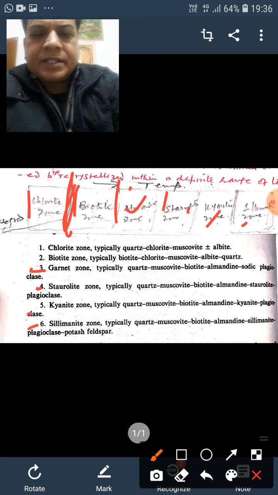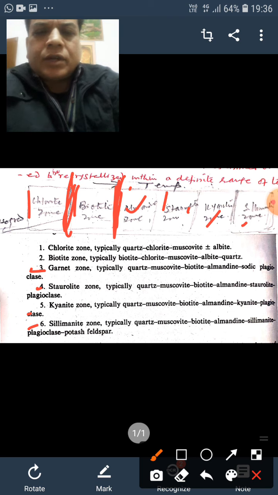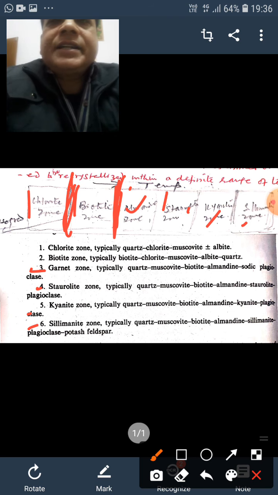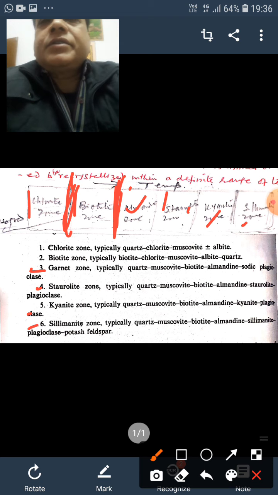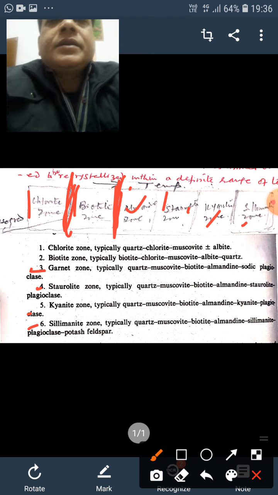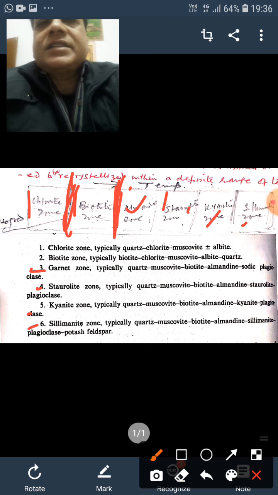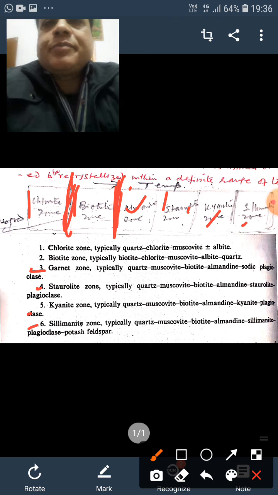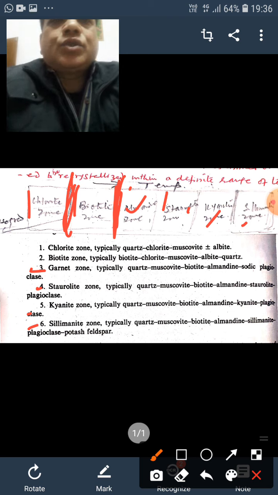Similarly, this is your biotite, then this is your garnet, almandine, right? So like that, the first appearance, the boundary between chlorite and biotite zones, the line that marks the first appearance of biotite, is called your biotite isograde. Then next is your almandine garnet, that is, the almandine zone means the garnet zone. The appearance of almandine garnet persists to higher zones.